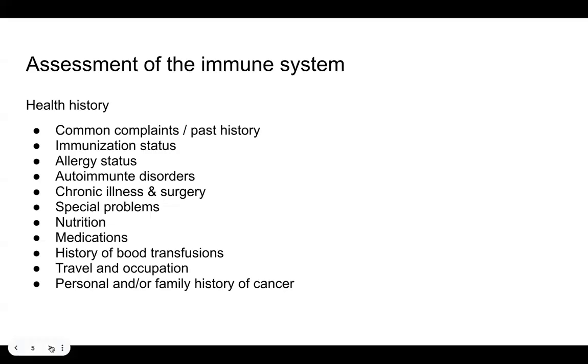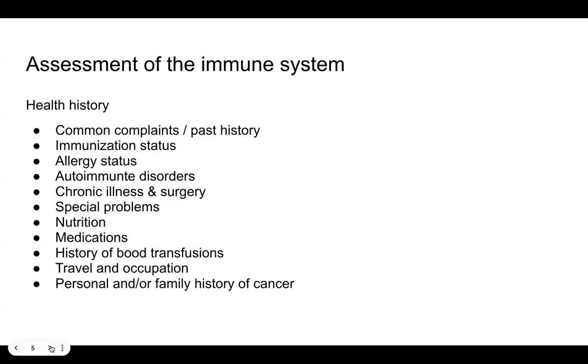When we are doing an assessment of the immune system, this is what we're looking at. We always want to look at a health history, where we're listening to common complaints from the patient. What is their past history? What is their immunization status? What is their allergy status? Do they have any autoimmune disorders? Any chronic illness and surgery history?